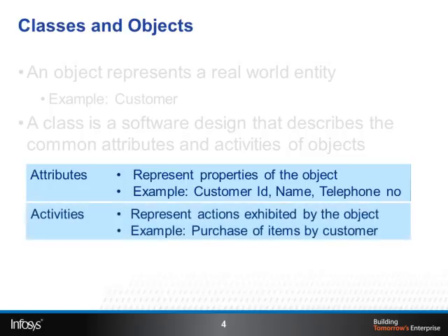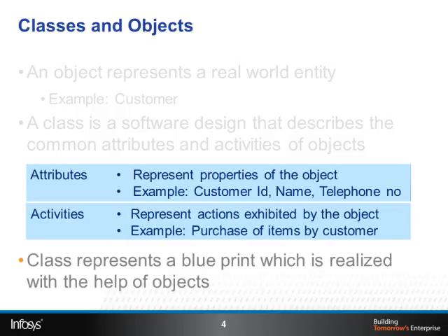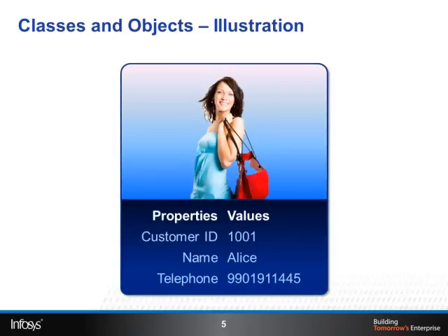The activities represent the actions exhibited by the object to the external world. For example, the customer purchases items from the retail store represents an activity performed by the customer. Class represents a blueprint which is realized with the help of objects. Observe a customer object and its attributes.